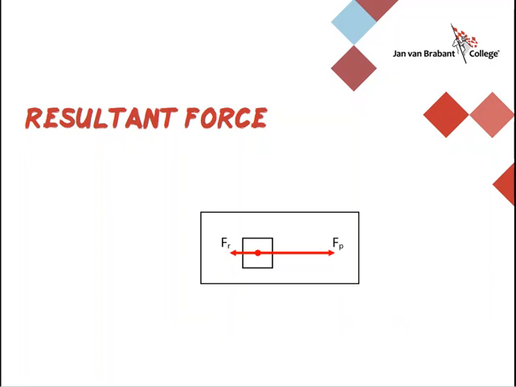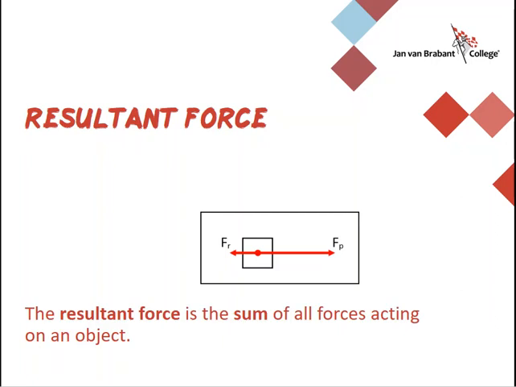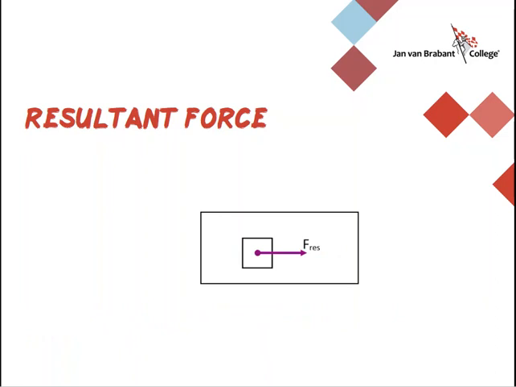The resultant force is the net result of all forces acting on an object. In other words, it's the sum of all those forces. In this case, it is the sum of the driving force and the resistance force. However, the driving force is pointed to the right, while the resistance force is pointed to the left. And that means that the resultant force is equal to the driving force minus the resistance force. And this is the resultant force. It is smaller than the driving force, but it is also pointed to the right.